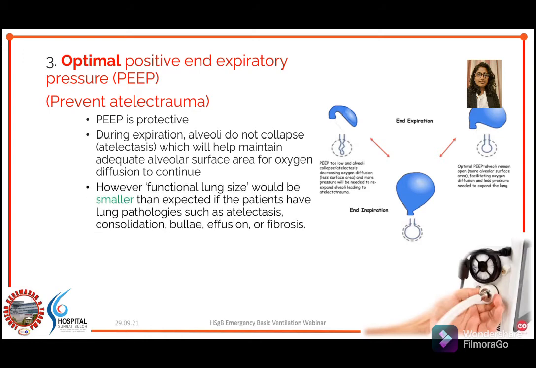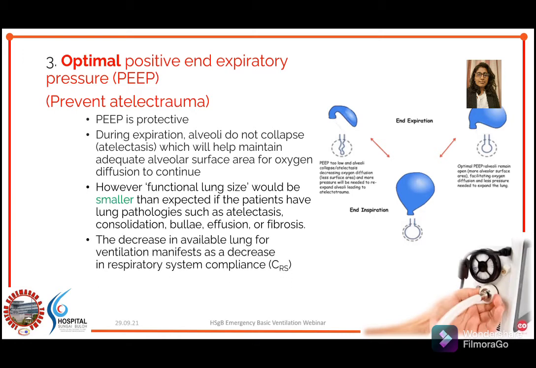But you got to keep in mind that the functional lung size, as I mentioned earlier, is actually smaller than expected, because these patients tend to have lung pathologies like atelectasis, consolidation, bullae, effusion, or fibrosis. So the decreased availability of the lung for ventilation will manifest as a decrease in compliance.